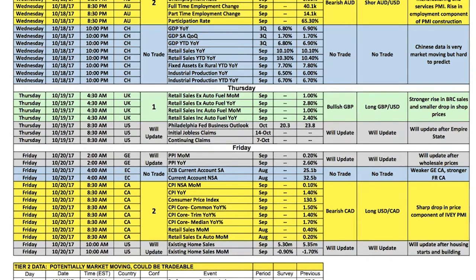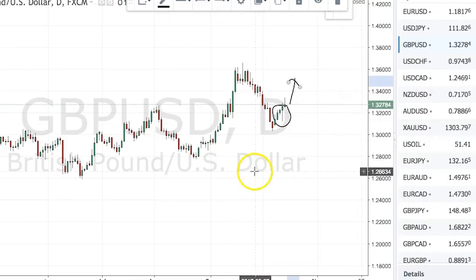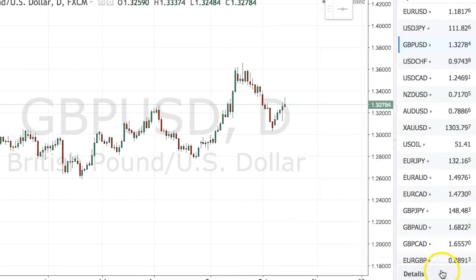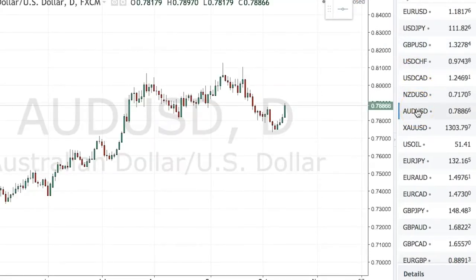Let's take a look at the charts and see how everything is setting up in commodity dollar land. Actually, let me get rid of this. I'll remove this, and let's look at the commodities. Actually, let's start with the Aussie first, because to me that's one of the more interesting charts.